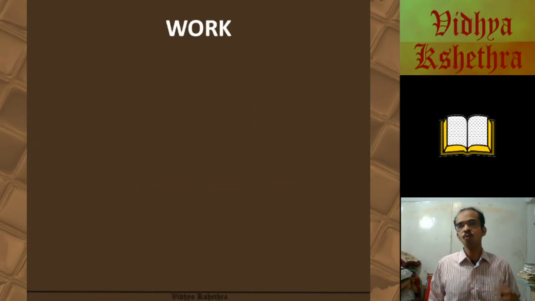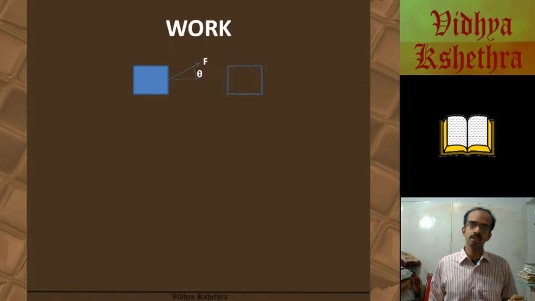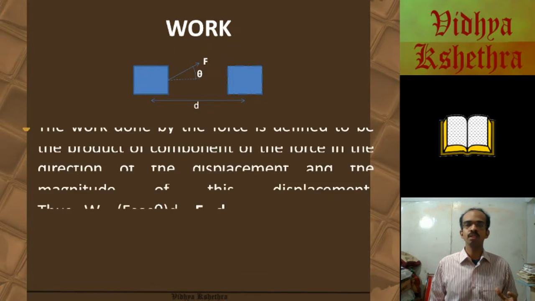Now we can see work. Okay, now work. Consider a body of mass m which is subjected to a force F at an angle of theta degree to the horizontal surface. Then after a time t, the body travels a distance d, then the work done by this force is given.